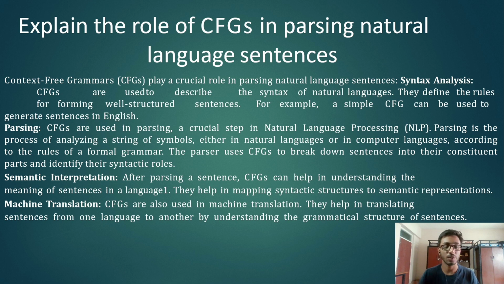Parsing is the process of analyzing a string of symbols, either in natural language or in computer language. According to the rules of a formal grammar, the parser uses CFGs to break down sentences into their constituent parts and identify their syntactic roles. Semantic interpretation. After parsing a sentence, CFGs can help in understanding the meaning of sentences in a language. They help in mapping syntactic structure to semantic representation.